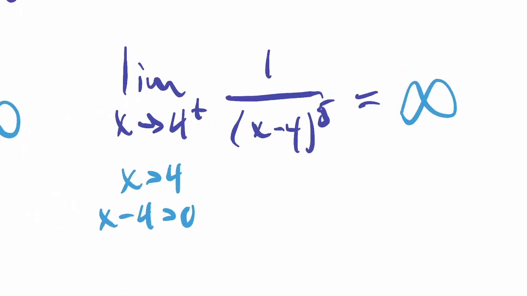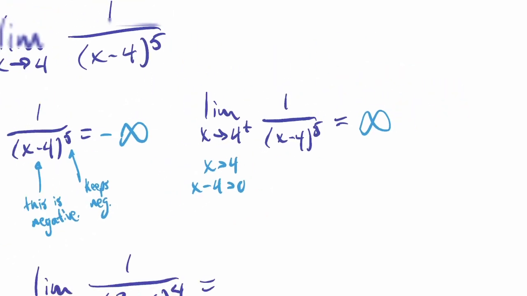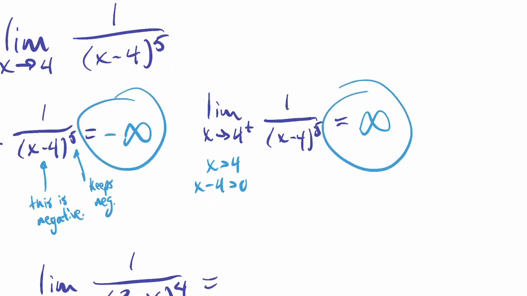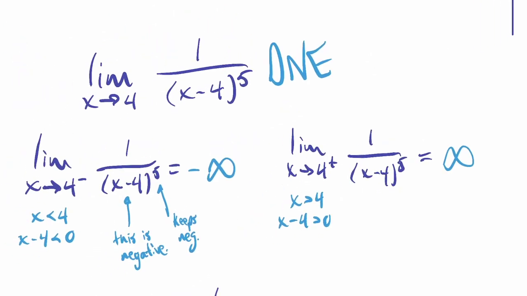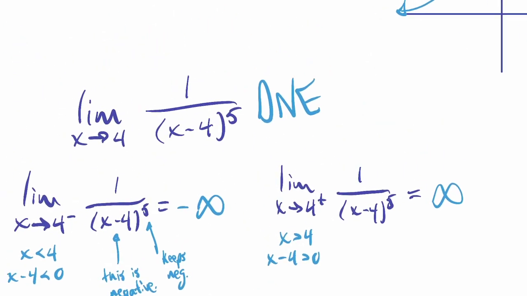Okay, so because these two one-side limits disagree, they're not the same, I don't get a two-side limit. So this two-side limit does not exist. D and E.